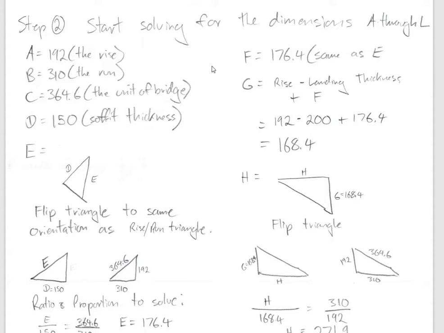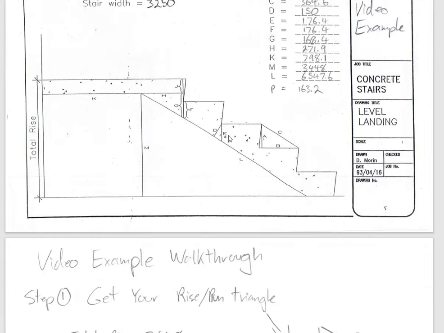So now we're going to roll through all the different requests for us to solve. So the first one was the rise, which we figured out. B was the run, which we were given. C was the unit of bridge, which I just showed you. D ends up being the soffit thickness. Let's have a quick look. There's D right there. And then D makes a little triangle here. They ask us to solve for E as well. We need E so we can determine what's going on in this section here.